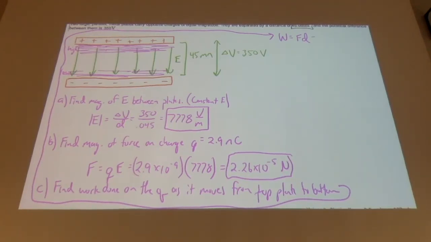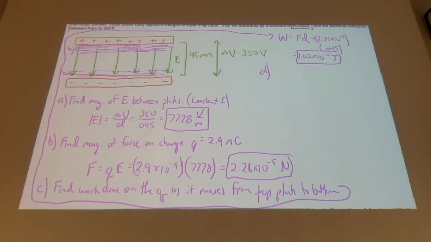So in this particular case, it's just F times D, and we know the force is 2.26 times 10 to the minus 5, and D is 0.045 meters, once again. You should get 1.02 times 10 to the minus 6, and what are the units of work? Joules. Good. Units of work are joules. This is the work that's being done by the electric force to move the charge.